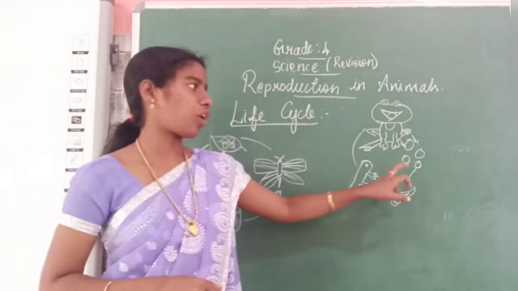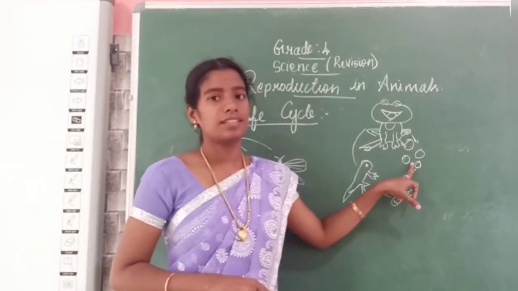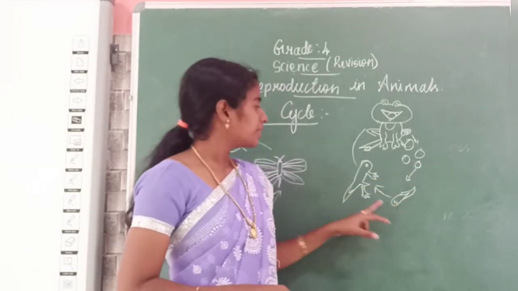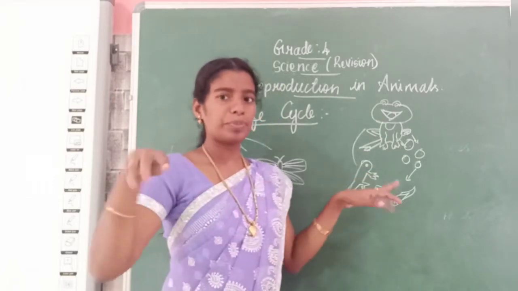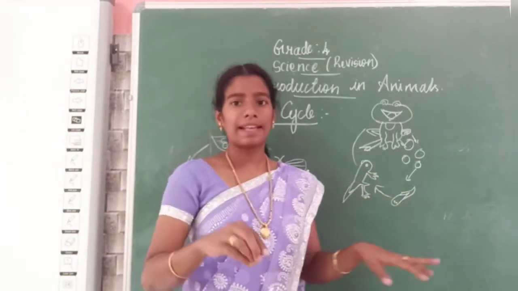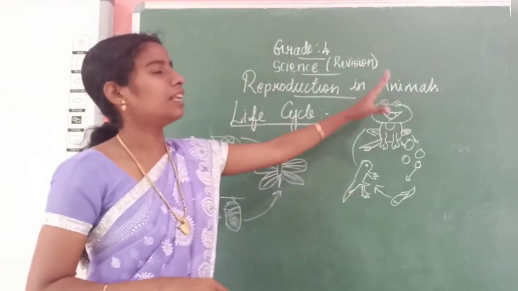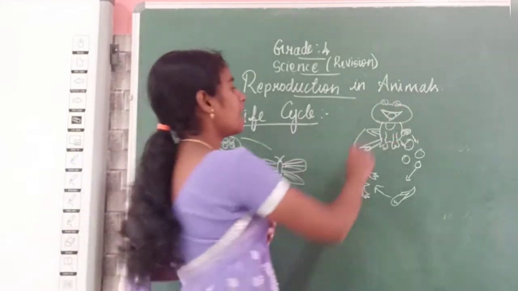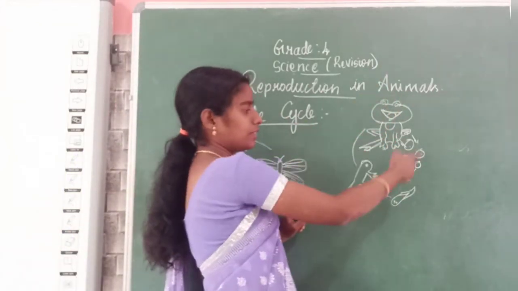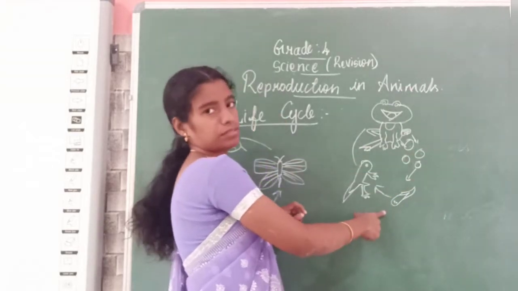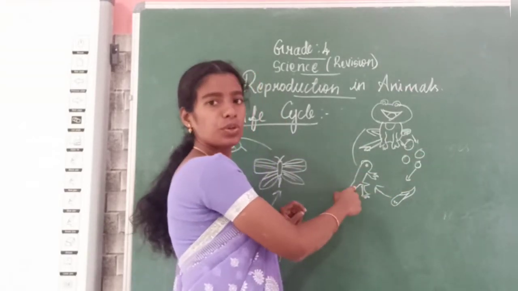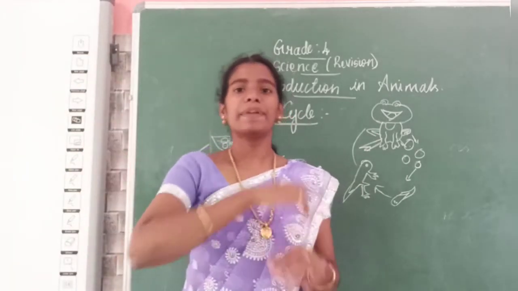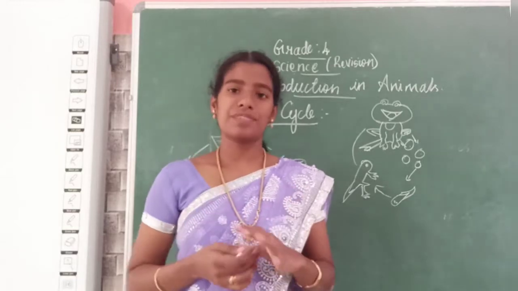See this, for example, frog. This frog will lay eggs. It will hatch into a tadpole. It will grow, it will develop its limbs and legs, etc. Then it will develop into an adult frog. So it is a cycle. Again this frog will lay eggs. It will hatch into a tadpole. It will grow, then reach adulthood. So it happens as a cycle. It is called the life cycle.